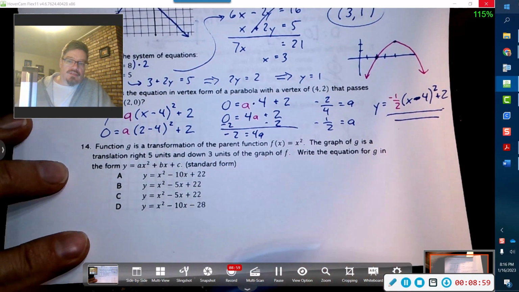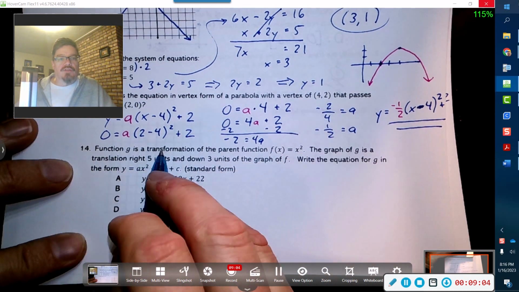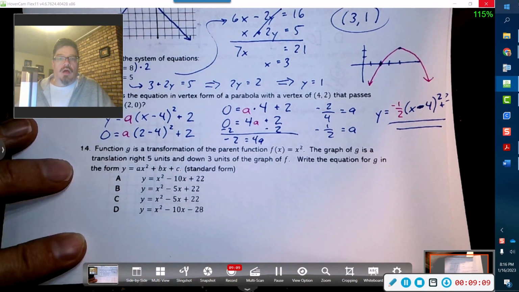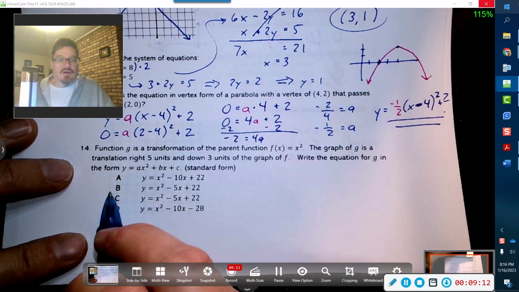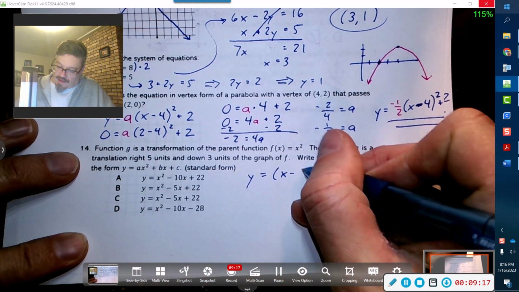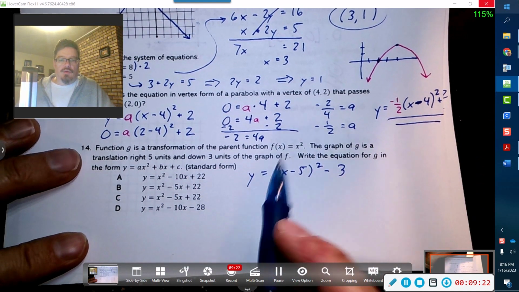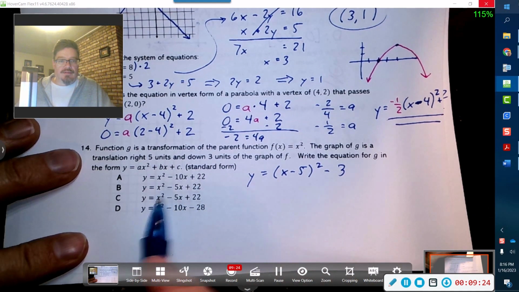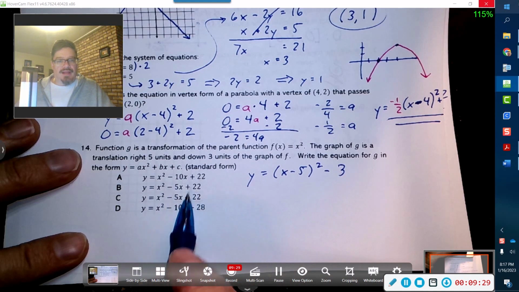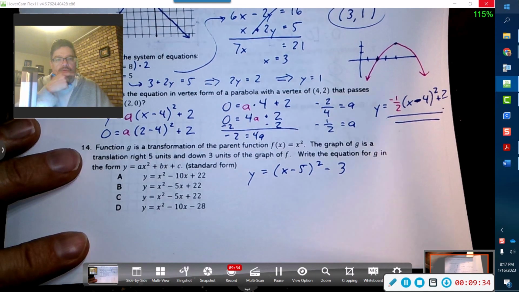Last problem here for this video. The function is a transformation of the parent function, so we've got a quadratic. The graph is a translation of right 5, moving to the right 5, and then it went down 3. So which one of these is that? Oh man, I got doubles again. Look at B and C; they're the same thing. I wonder if that's the answer.